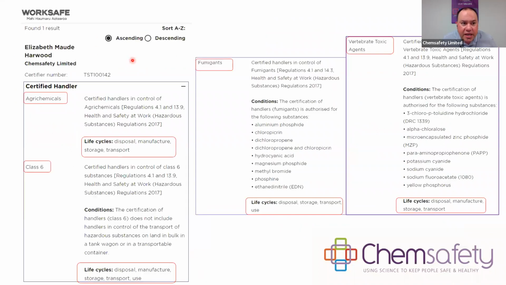Some of my other colleagues here, Elizabeth Harwood, her scope includes agrochemicals, however, not the use of it, but all other life cycles, class 6s as well. So that's just your industrial chemicals. Some of the fumigants are covered here too, and it lists the types of fumigants that Elizabeth's scope covers, and also the vertebrate toxic agents, and it lists those that her scope does cover as well. And you'll notice here with the VTAs, again, it's not covering use. However, fumigants, it does cover use. So just keep an eye on that as well.